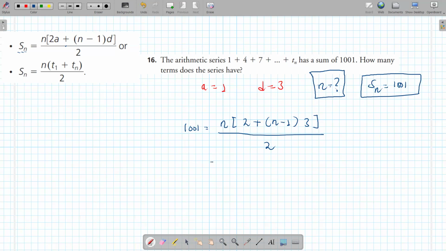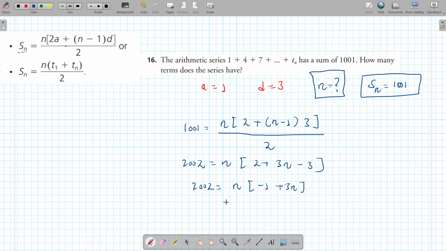I'm going to multiply both sides by 2. Let's kill the fraction. We have N times 2 plus 3N minus 3. I open this bracket up top just to compile the like terms. Next, we're going to do 2 minus 3. So you get N times negative 1 plus 3N is equal to 2002.